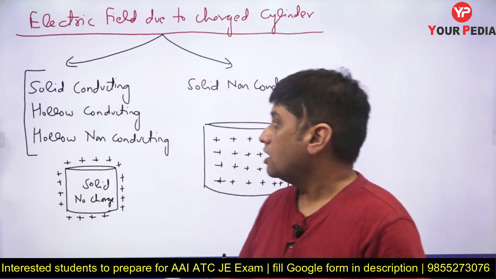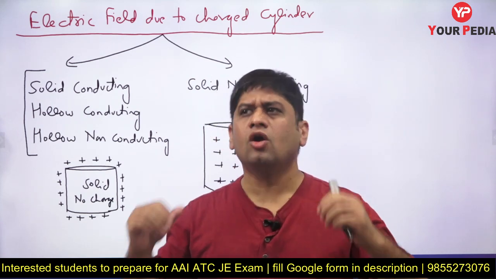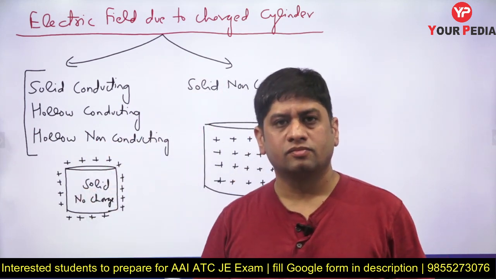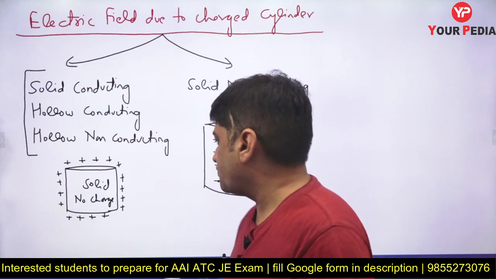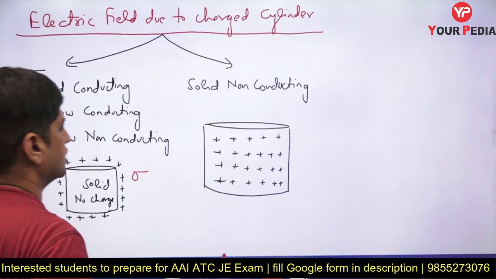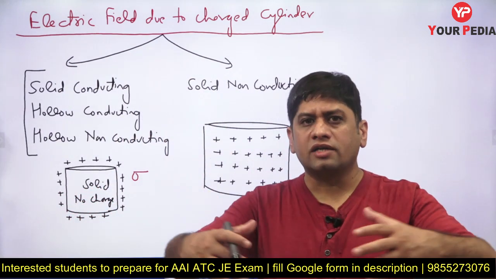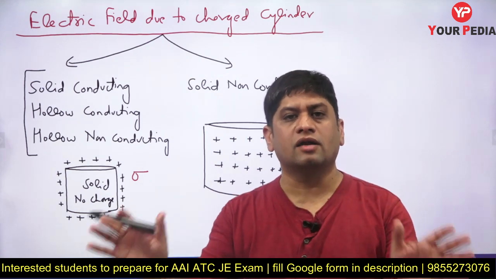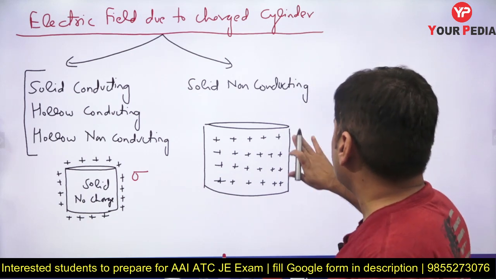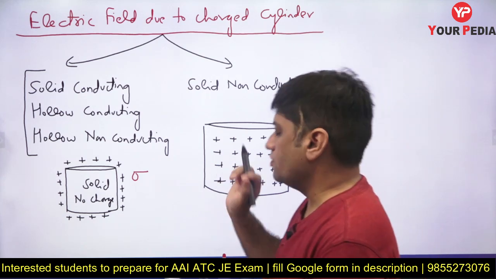What is the difference? If the cylinder is conducting, solid, hollow conducting or hollow non-conducting, then the entire charge will be on the surface, right? And we need to calculate the surface charge density. In this particular case, he will be giving you surface charge density sigma. But if it is solid non-conducting, then the charge is uniformly distributed over its entire body. In that case, he will give you the volume charge density, that is, the value of rho instead of sigma.